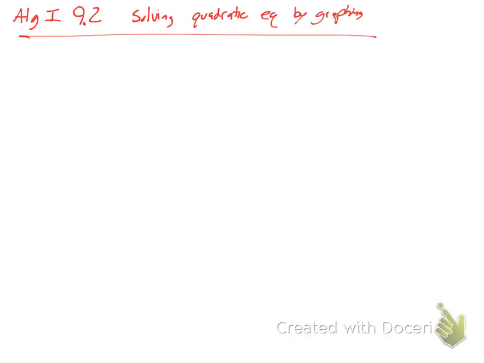So Algebra 1, this is 9.2, solving quadratic equations by graphing. So you have to use what we did in 9.1, which is graph the quadratic, but we're going to look for very specific places that it's going to be solved. Now when we say solve in a quadratic, we're talking about this guy. Where does the quadratic equal 0?